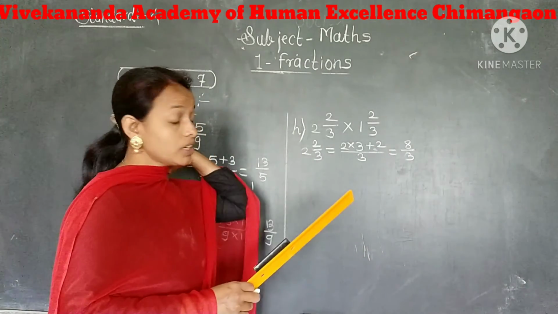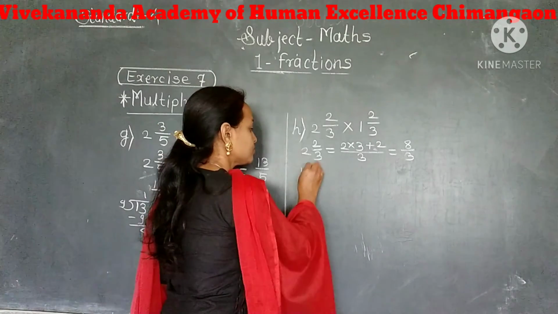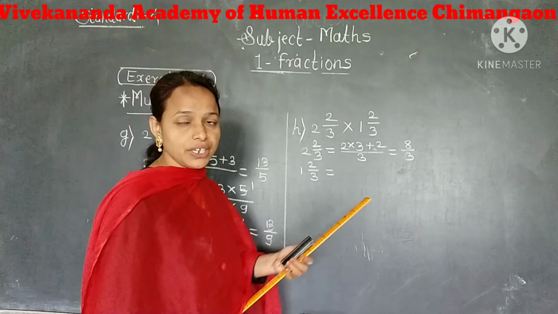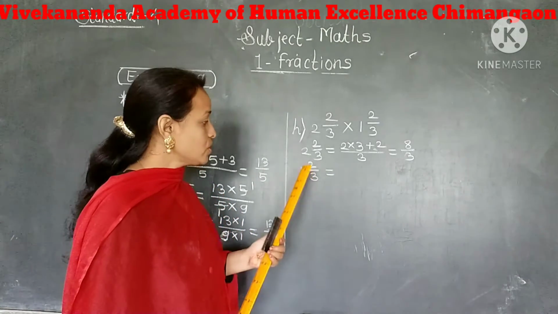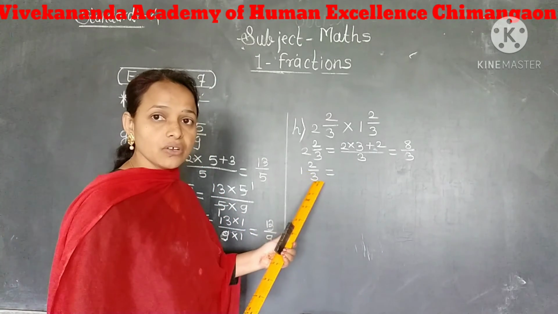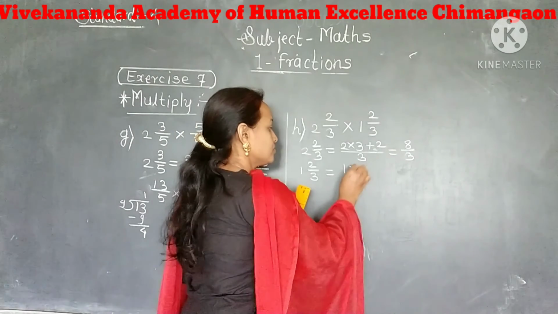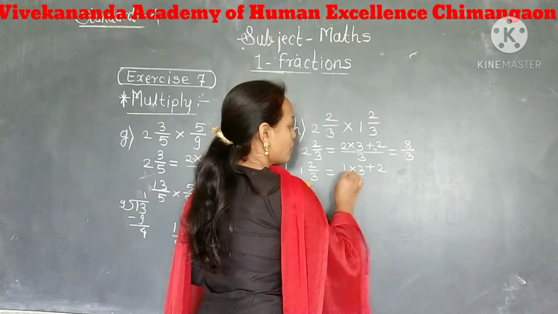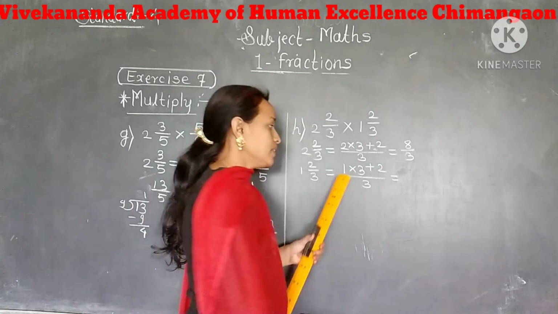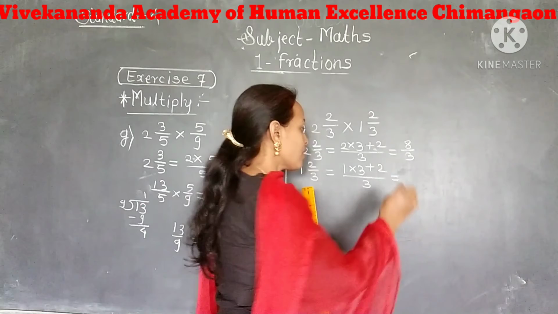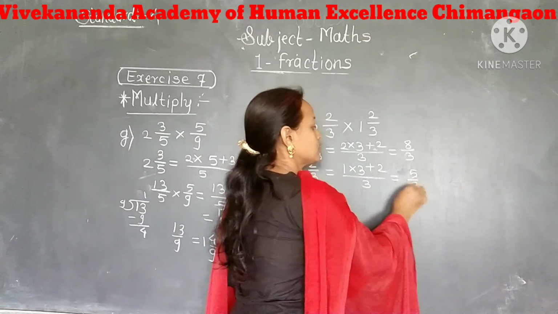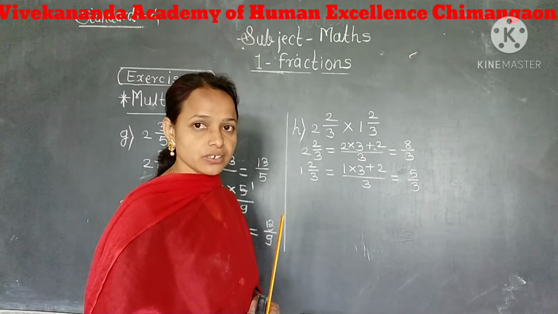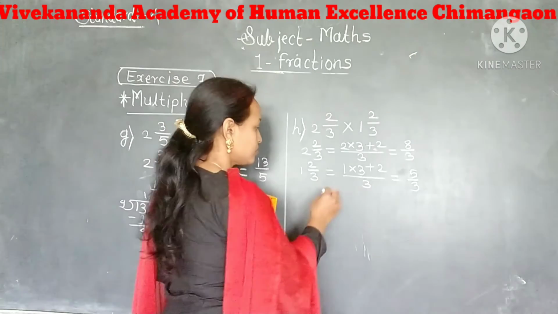The next fraction is 1 2/3. So here we convert it into an improper fraction. So we multiply the whole number 1 with the denominator 3 and add the numerator 2 upon 3. 3 ones are 3 plus 2 is 5. 5/3. Here we converted the mixed fractions into improper fractions. Now we find their product.